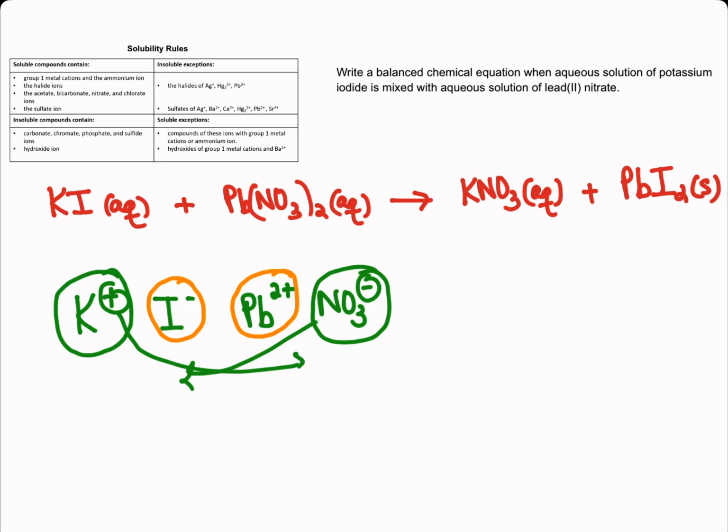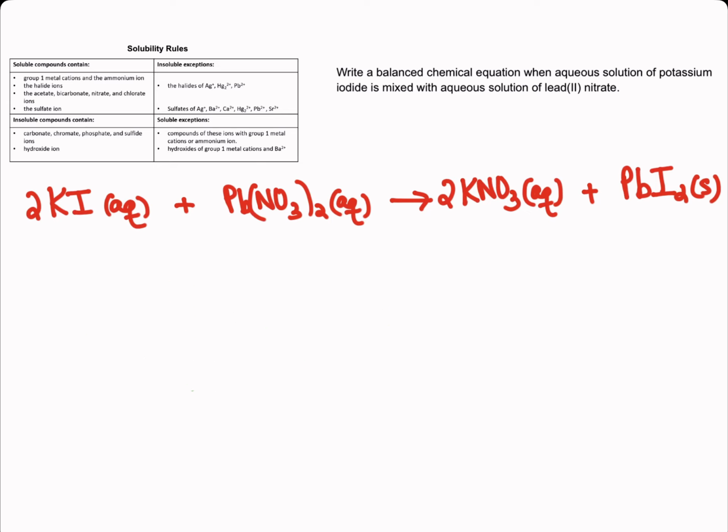We're not quite done. We have to make sure this reaction is balanced. So we're going to put a 2 in front of potassium iodide, and we're going to put a 2 in front of potassium nitrate. So this is going to be our final answer. And to get full credit, you have to show the correct balance and the correct phases. Let's do another example.